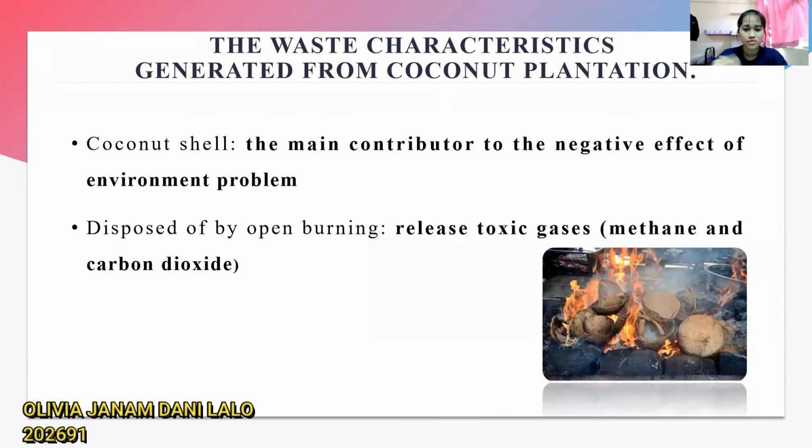So let's move to the waste characteristics generated from coconut plantation. The two main types of waste generated are coconut skin, which is after the de-husking of raw coconut, and secondly coconut shell after the removal of the inner part, which is the kernel. I will discuss more specifically about coconut shell.